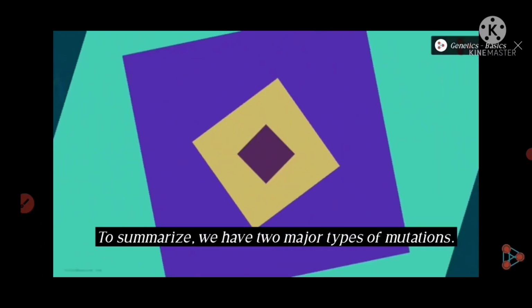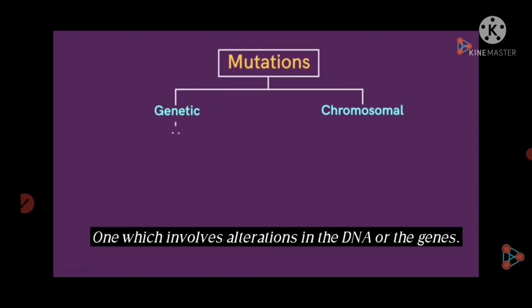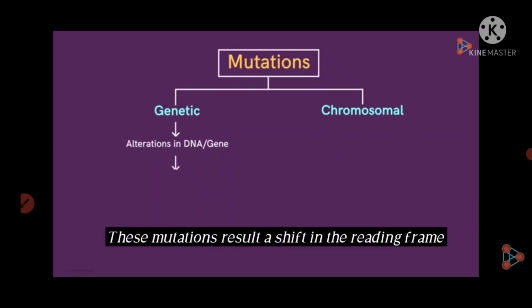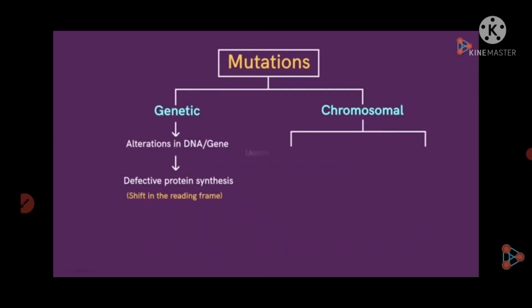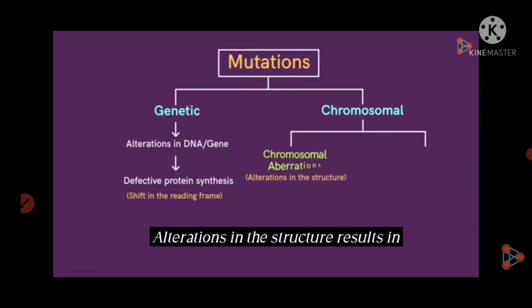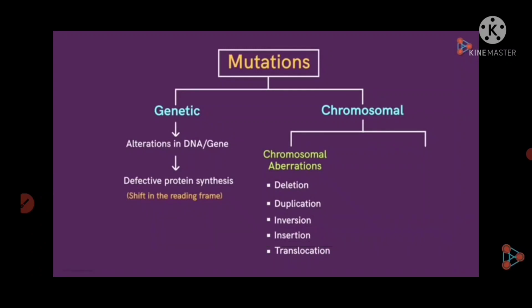To summarize, we have 2 major types of mutations. One which involves alterations in the DNA or the genes. These mutations result in a shift in the reading frame, resulting in defective protein synthesis. Alterations in the structure results in chromosomal aberrations. They can be categorized as deletion, duplication, inversion, insertion, and translocation.